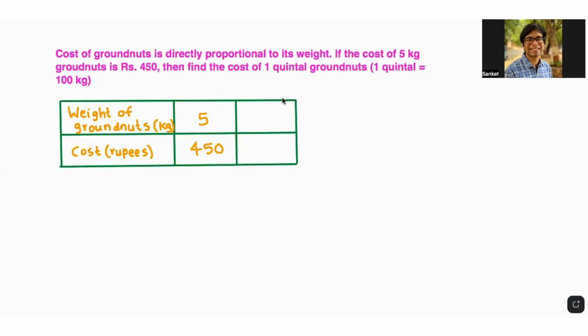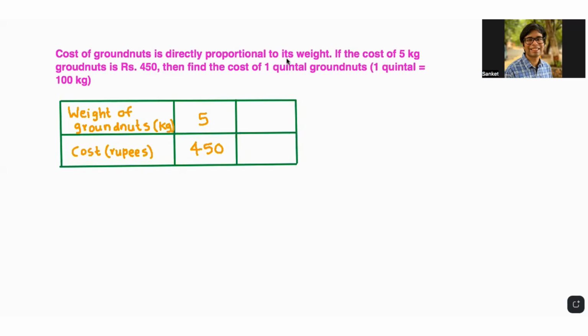Let us do one more example. Cost of groundnuts is directly proportional to its weight. So I know that if the weight of groundnuts increases, the cost will also increase. If I buy 1 kg groundnut, it will have some cost. If I buy 2 kg groundnuts, it will cost more. So this is a problem of direct proportion. I can easily guess that.